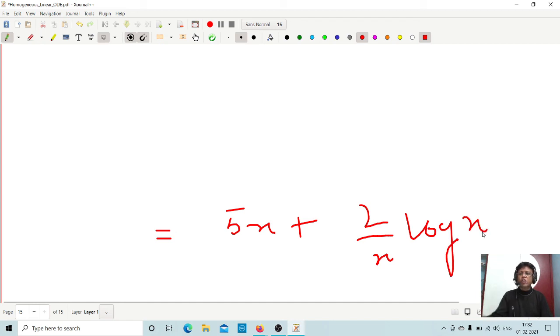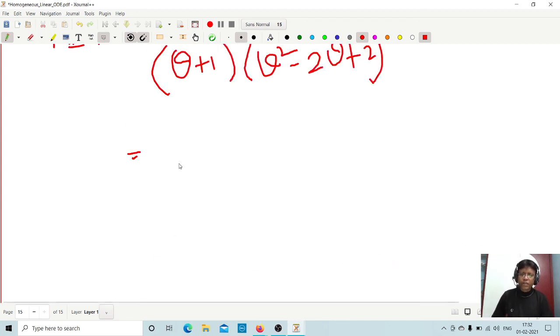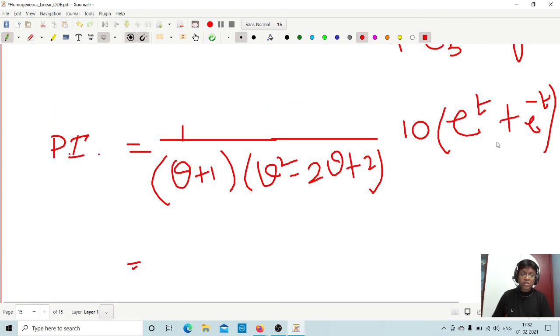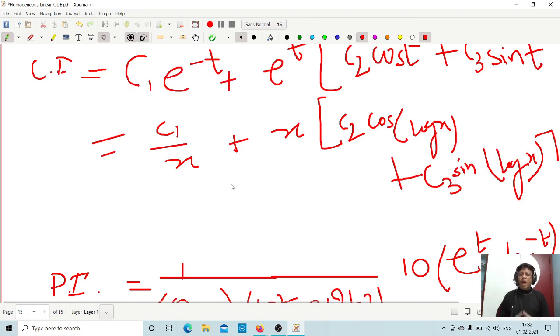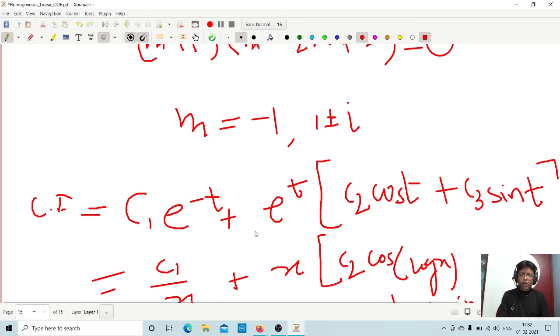So your final general solution will be CF plus PI. That is in terms of x, but this is in terms of t, because theta is equivalent to d/dt. So this is how you can deal with problems of this type. Okay, this is our homogeneous linear differential equation, or Cauchy-Euler differential equation.